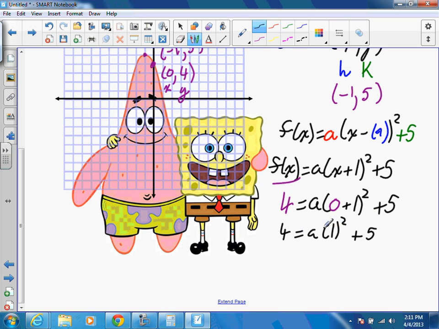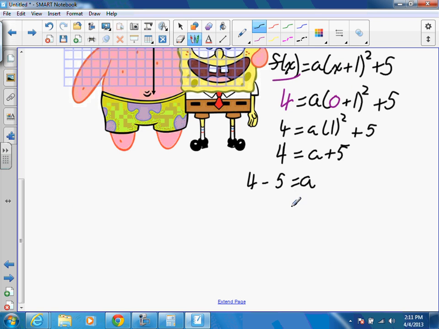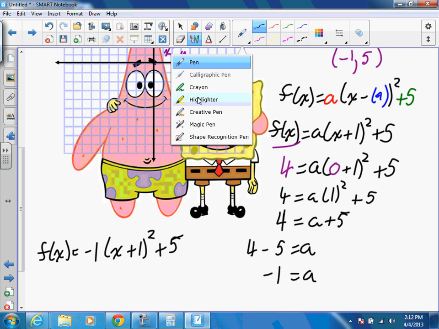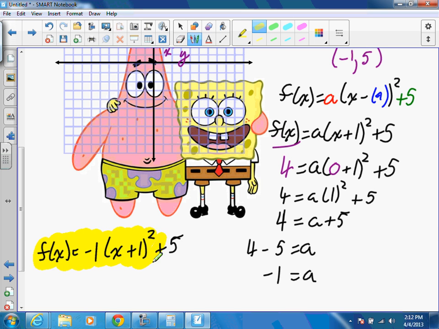1 squared is just 1, so we're going to have 4 is equal to a + 5. Then when we do that, we're going to move 5 to the other side of the equation. We're going to get 4 - 5 is equal to a. Our a value is going to be equal to -1. So that means the equation of this parabola, we plug it in, is f(x) = -1(x + 1)² + 5. So on this specific graph, the equation that models Patrick Starfish's head would be that equation down there.